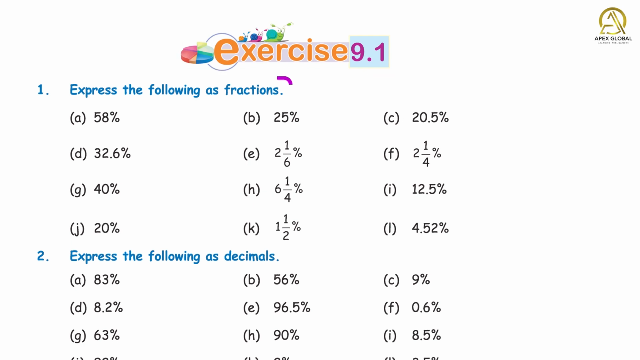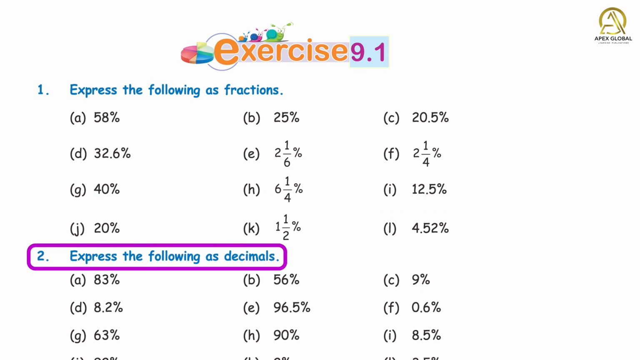Exercise 9.1. Question 1. Express the following as fractions: A 58%, B 25%, answer 1 upon 4, C 20.5%, 41 upon 200, D 32.6%, 163 upon 500, E 21 upon 6%, F 21 upon 4%, G 40%, 2 upon 5, H 1 upon 4%, I 12.5%, 1 upon 8, J 20%, 1 upon 5, K 1 upon 2%, L 4.52%, 113 upon 2500.